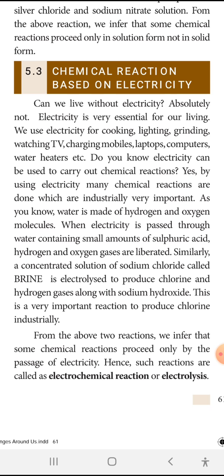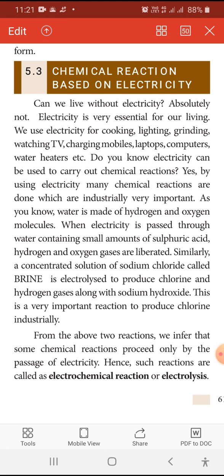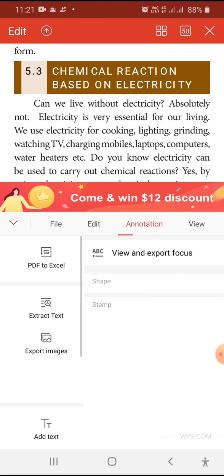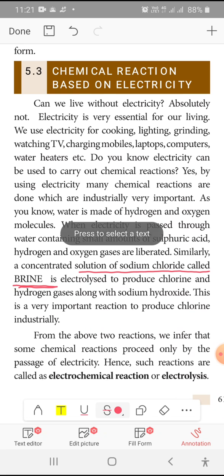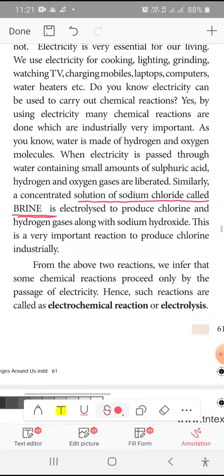Similarly, a concentrated solution of sodium chloride called brine. Underline the word brine. It will be asked in your 1 mark question. What is brine? Brine is nothing but a solution of sodium chloride. It is electrolyzed to produce chlorine and hydrogen gas along with sodium hydroxide. This is a very important reaction to produce chlorine industrially. So it is an important reaction.